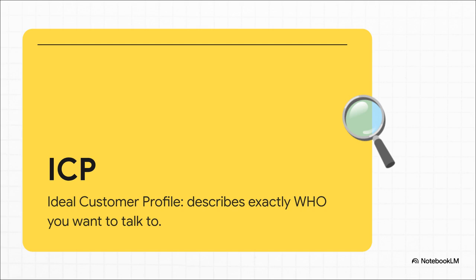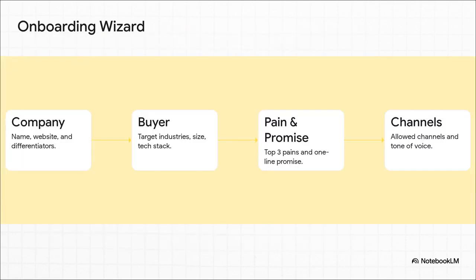It's the engine. It tells the system exactly who you want to talk to, their industry, their company size, geography, seniority, even down to the tech stack they use. Every single thing Lunara does, from who it hunts down to how it actually speaks to them, flows directly from this one definition. And getting this set up is surprisingly fast.